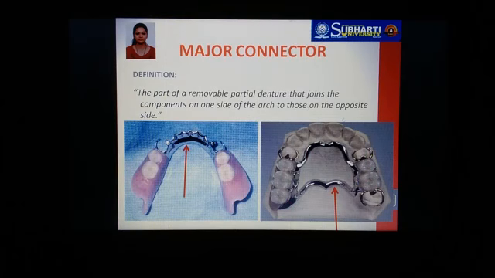So, coming to the definition, the part of the removable partial denture that joins the components on one side of the arch to those on the opposite side is known as the major connector. You can see it with the help of the arrow. It is joining one side of the components to the other side of the components. That is why it is called a connector. Why is it called a major connector? Because it occupies the maximum position in the prosthesis.